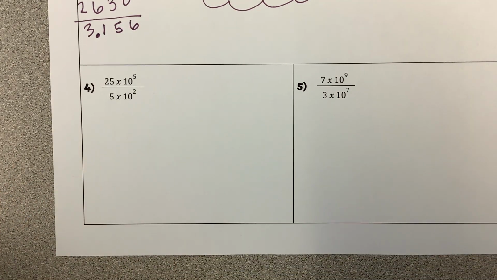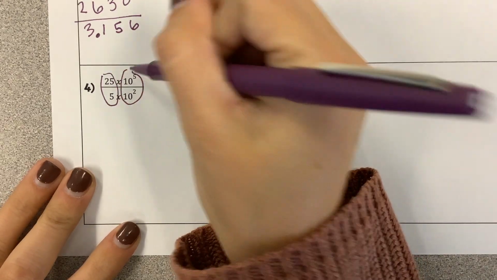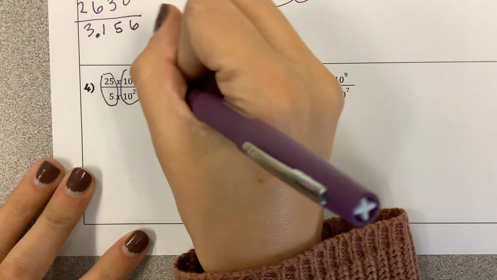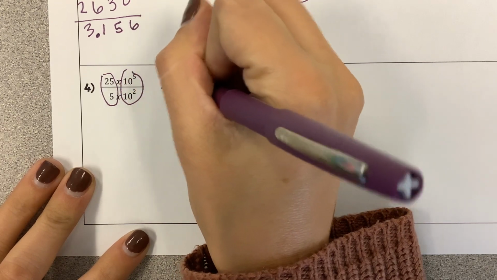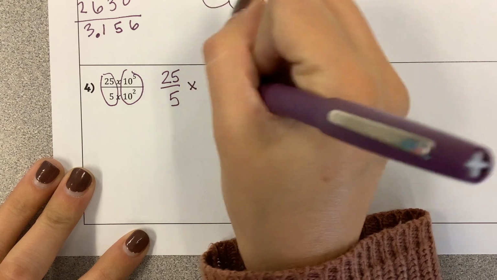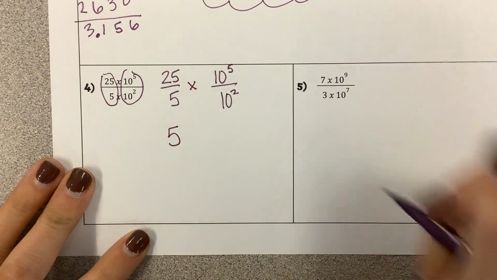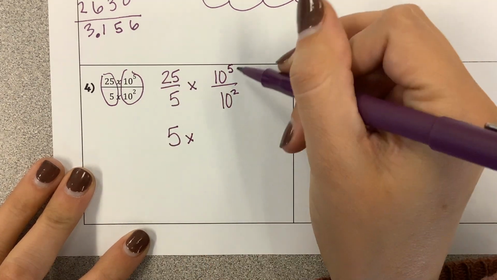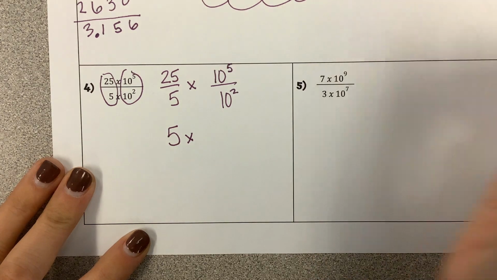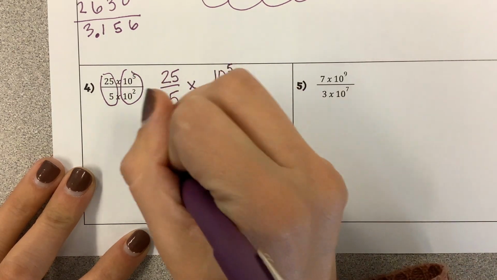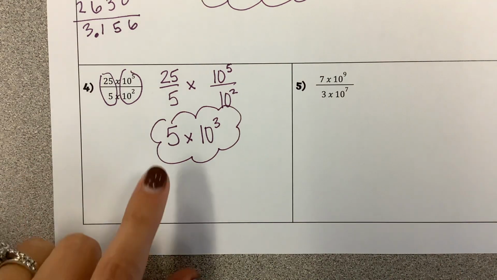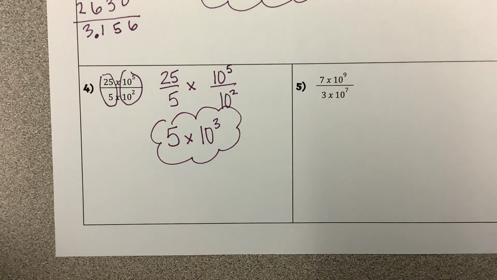All right, let's look at division. We're going to split it up just like we did with multiplication. We're going to look at our numbers and we're going to look at our powers. So this really is 25 over 5 times 10 to the 5th over 10 to the 2nd power. So 25 over 5 simplifies to 5 times 10 to the 5th over 10 to the 2nd. We subtract, 5 minus 2 is 3. 10 to the 3rd. And that is in scientific notation because it's a single digit number here. We are good.